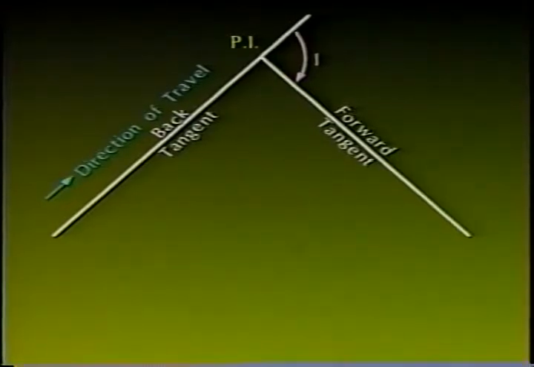Keeping in mind that in our example, the direction of travel and/or stationing is from left to right, the tangent to the left of the point of intersection, or PI, is called the back tangent. The tangent to the right is the forward tangent. Back and forward tangents intersect at the PI, forming a deflection angle I. Deflection angle I between the tangents is generally measured in the field or computed. Usually, the PI will have either an assigned or measured station designation as part of the preliminary survey.